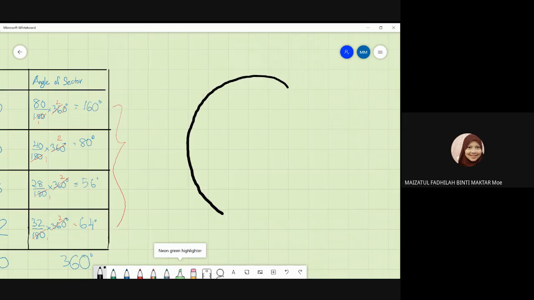Draw a circle like this. Right, then find the point at the middle here. Using your protractor, you must measure. Make sure you measure following the value of the angle that you already found.